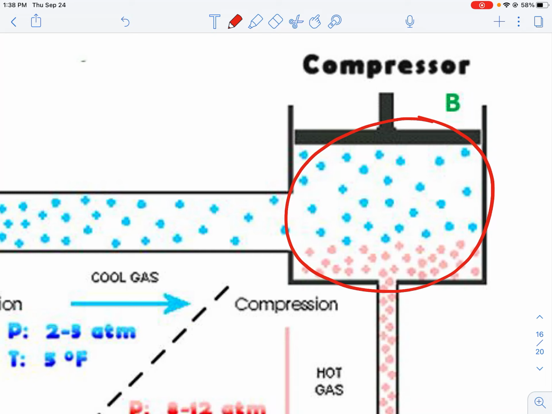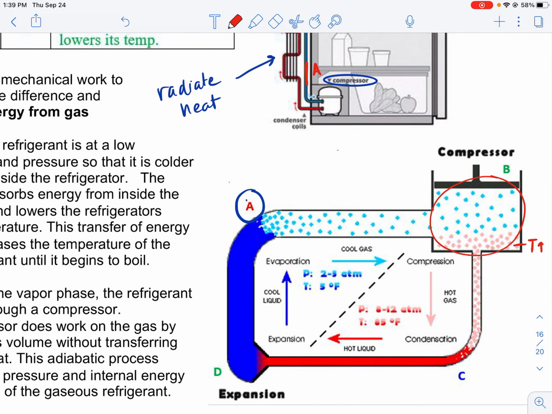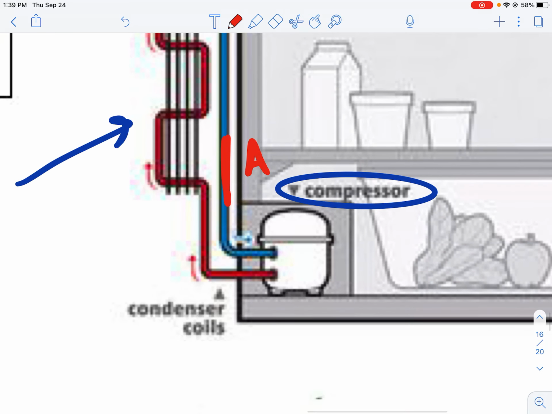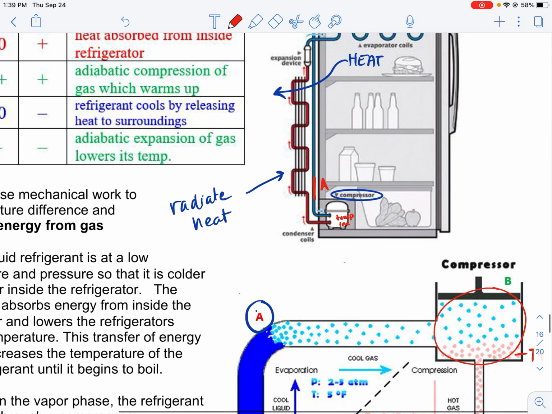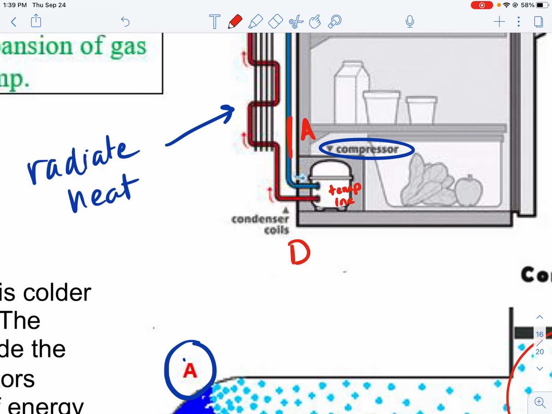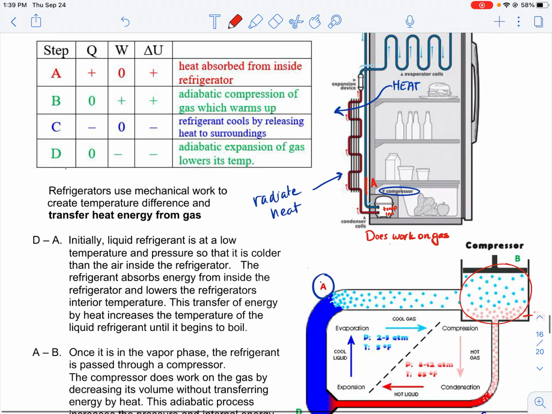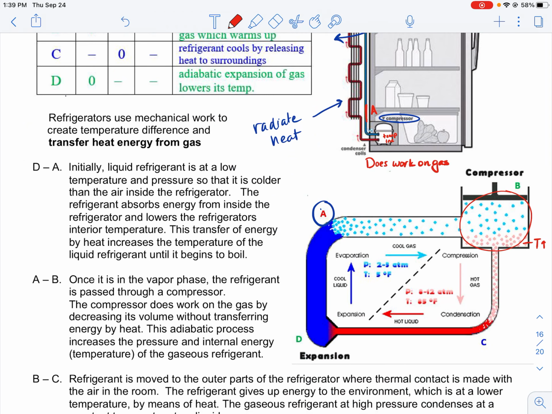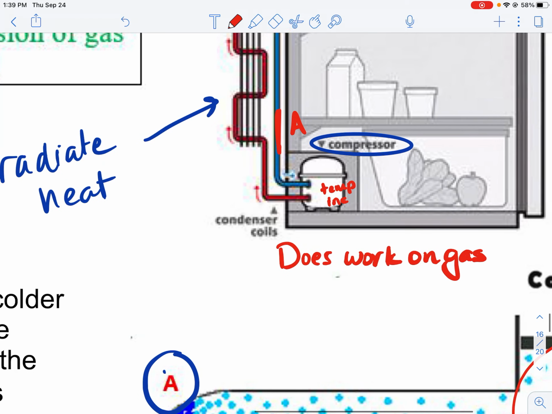Now, what happens when we rapidly compress a gas? The temperature increases. And so the blue going to red is trying to show that. Again, here in this picture of the refrigerator, in the compressor, the temperature is going to increase as the compressor does its work. So the compressor is doing work on the gas to compress it.